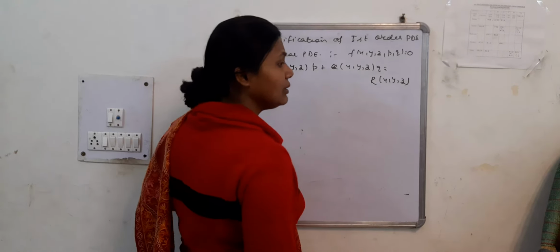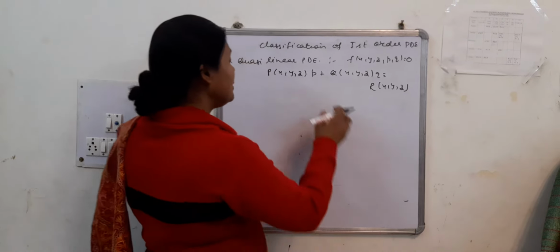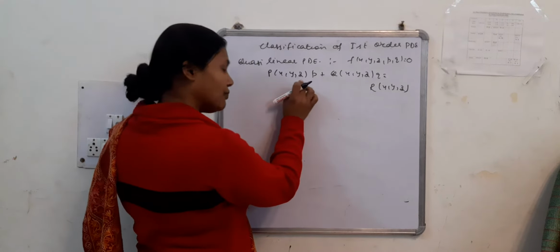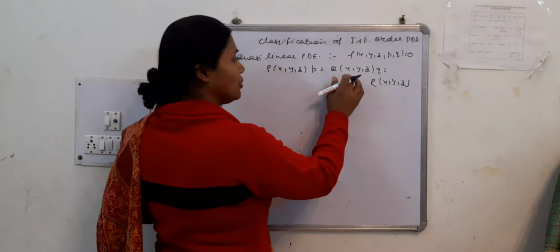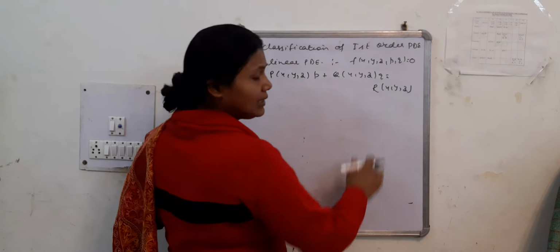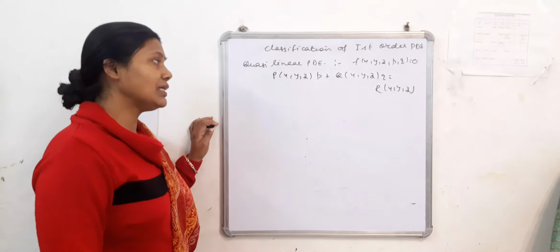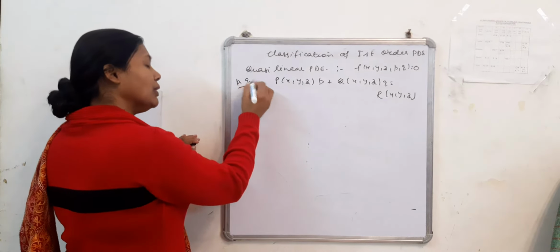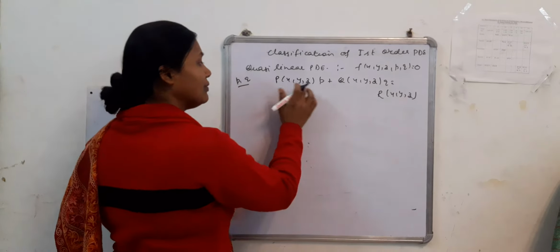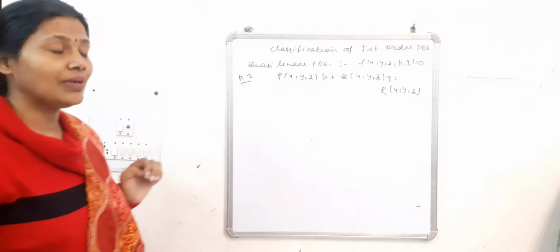It can be of the form this, means the coefficient of p can be a function of x, y and z only, the coefficient of q can be a function of x, y and z, and the right hand side can also be a function of x, y and z. Quasi-linear means it should be linear in p and q, and the coefficients of p and q can be a function of x, y and z.